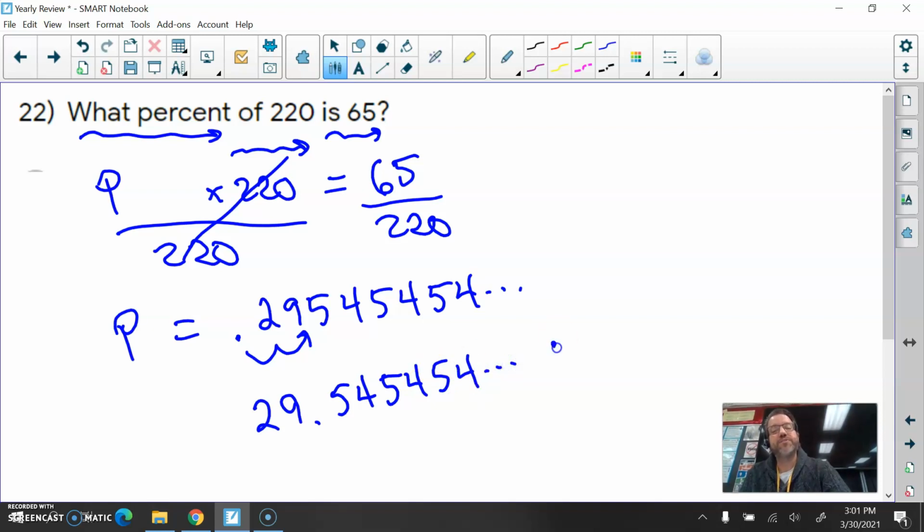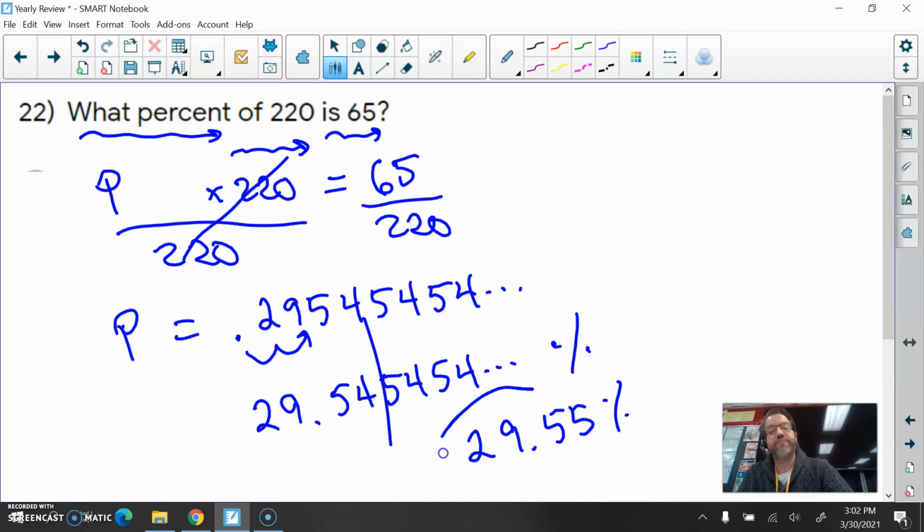And we get 29.545454... percent. Okay, so to the nearest hundredth, that'd be 29.55%. To the nearest tenth, it would be just 29.5%. So depending how you're asked to round it, I believe in this one it has 29.55%. It has it to the nearest hundredth.